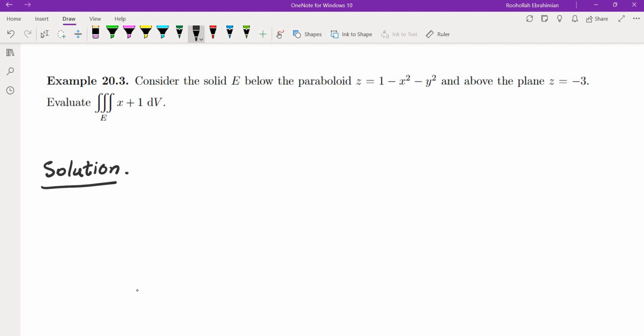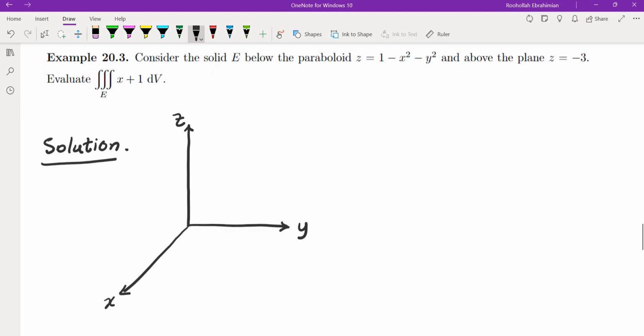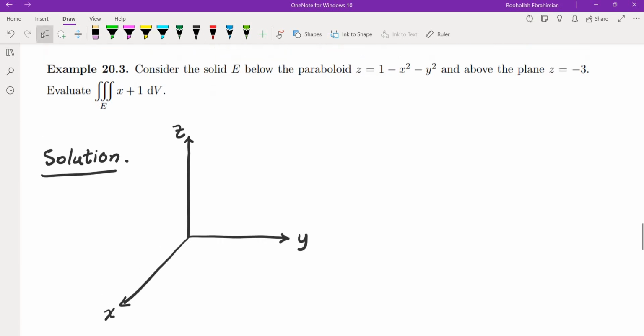Consider the solid E below the paraboloid z equals 1 minus x squared minus y squared and above the plane z equals negative 3. Evaluate the triple integral of x plus 1 over E. So the first thing, as usual, is to draw the solid, draw the projection onto the xy plane, decide what coordinate system to use, and go from there.